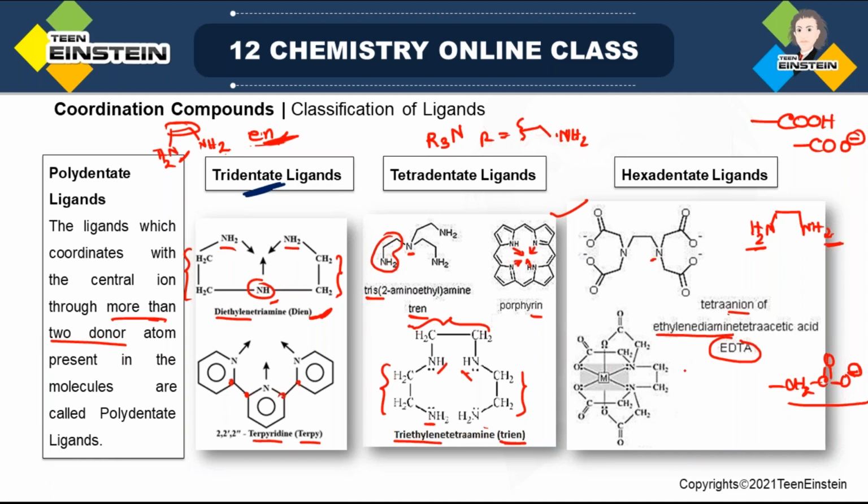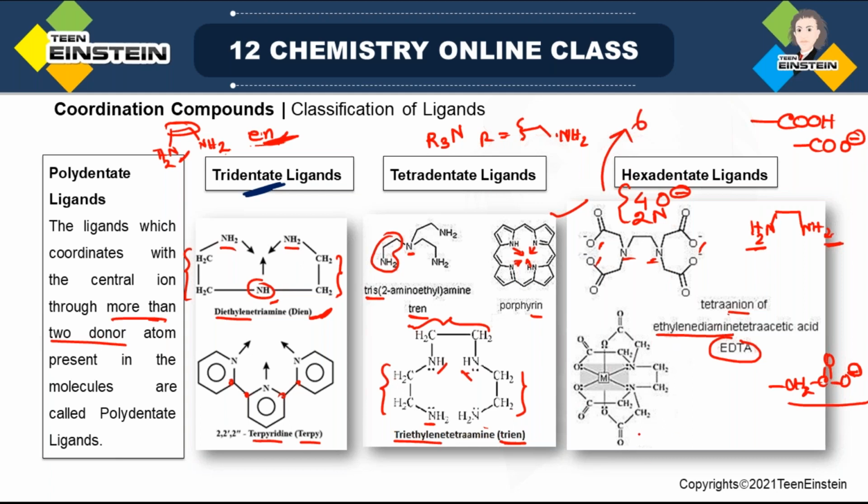And why does it have 6 donating sites? There are actually a total of 4 O minus sites, 4 O minus, that is anionic, and 2 neutral nitrogen. So 4 O minus and 2 neutral nitrogen, together it is 6.